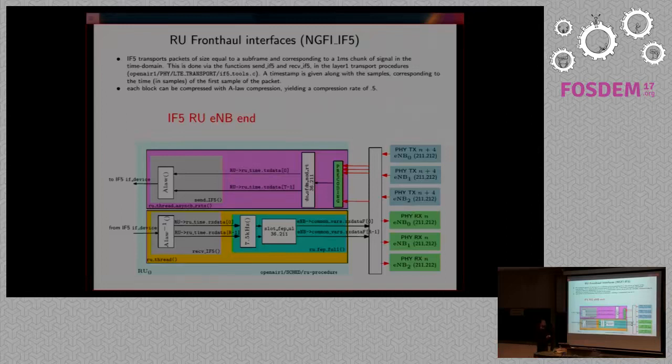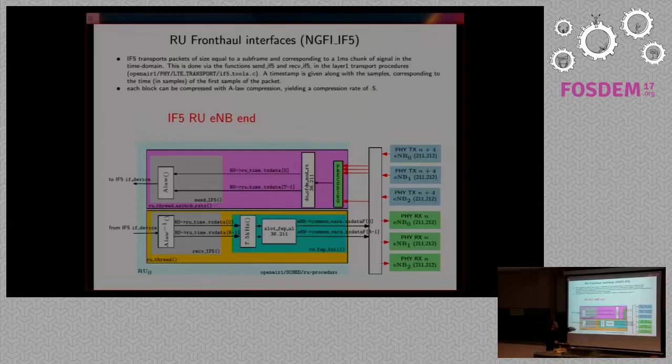So what do we do here? Let's look at the receive path. Right, so you have to see this. These are the I and Q signals that are coming in on the receiver. These are the I and Q signals that are coming from the radio unit on the other side. So this is a network input.